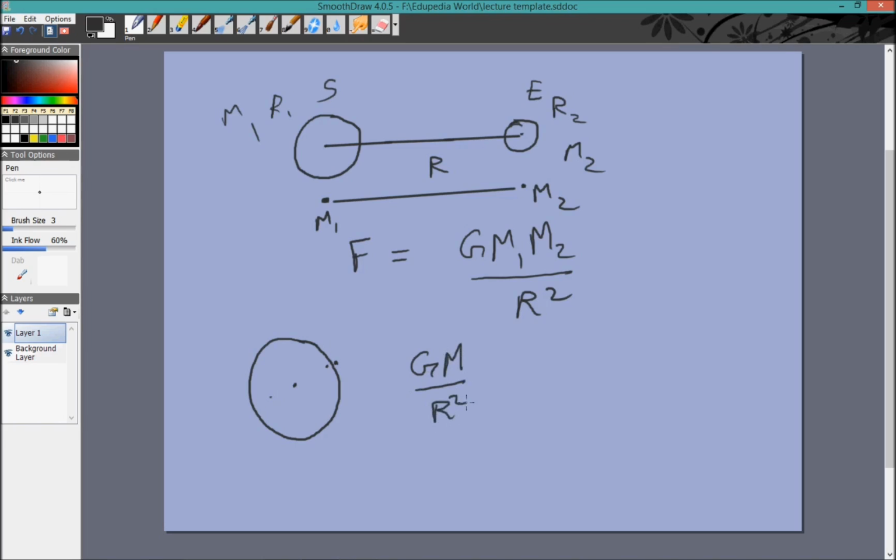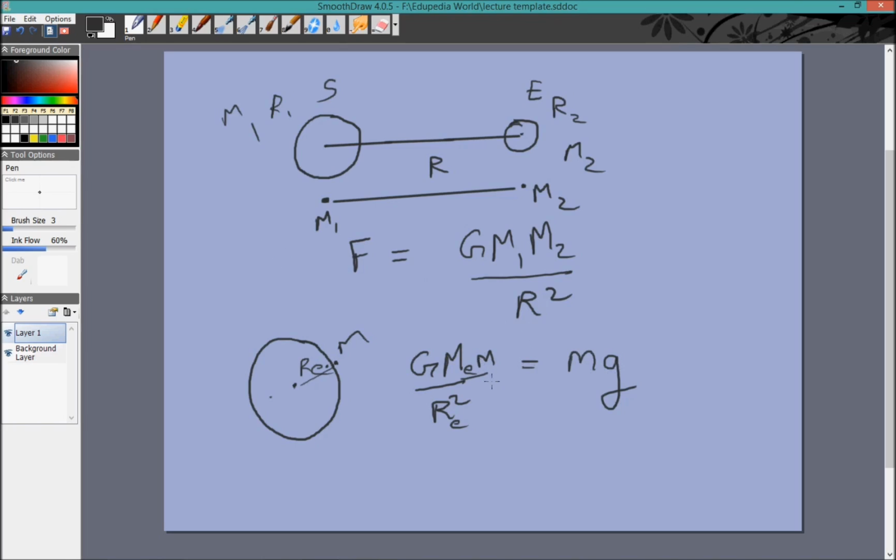to be GM by r square, where M_e and R_e are the mass and radius of the earth, and the gravitational force on a particle of mass m comes out to be G M_e m by r square. So again, we just assume that this whole mass M is concentrated at the center. By the way, this is the gravitational force due to the earth on any object of mass m kept at its surface. We've seen this before as mg. mg is the gravitational force by the earth on a particle near its surface.